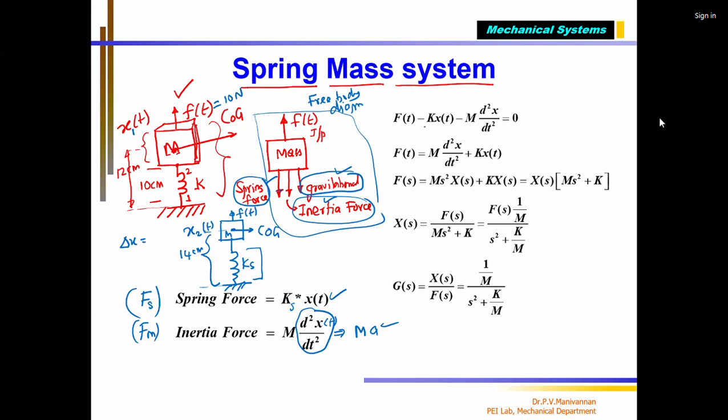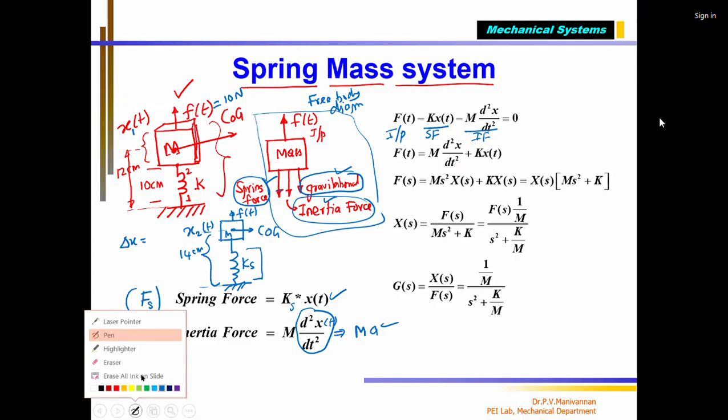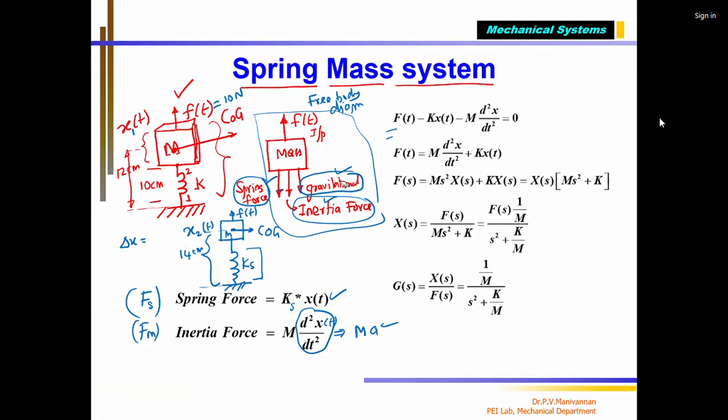That force minus the spring force. This is the spring force, this is the input force. This is the spring force Fs, and this is the inertial force Fi, and the sum equals 0. Using Newton's law, we can write this equation.